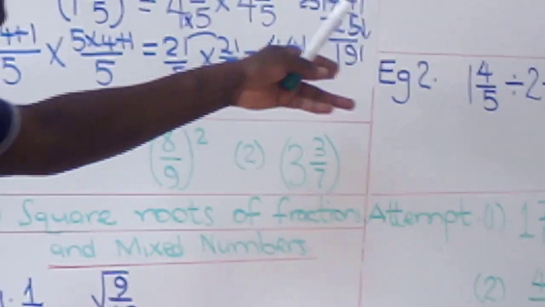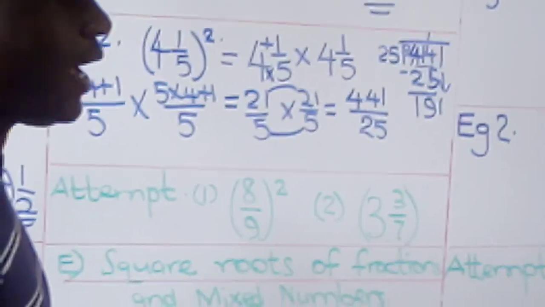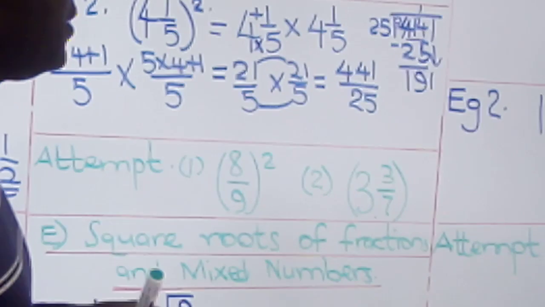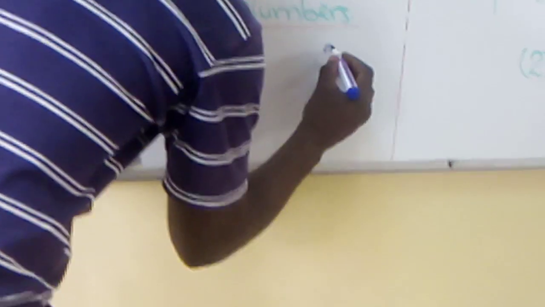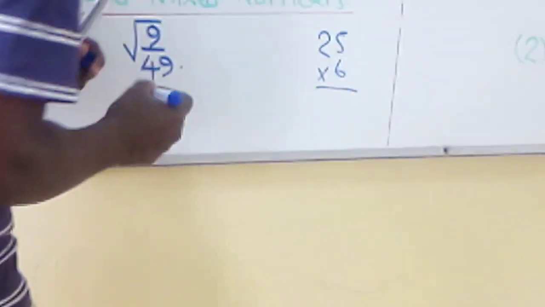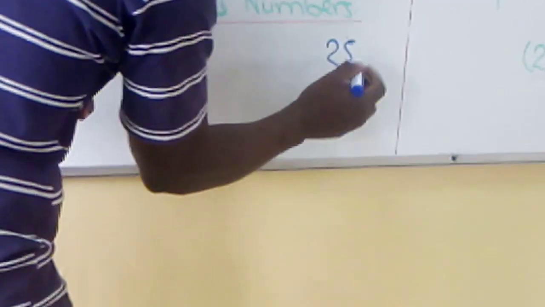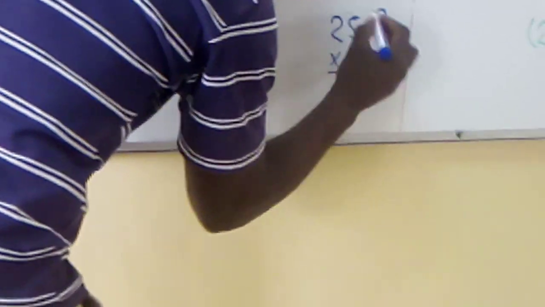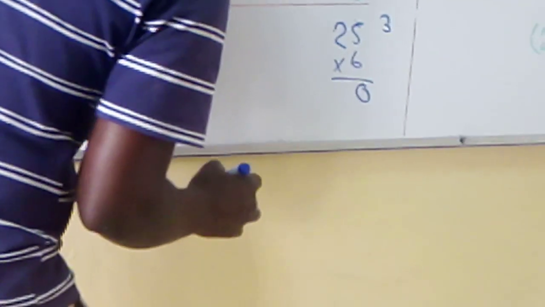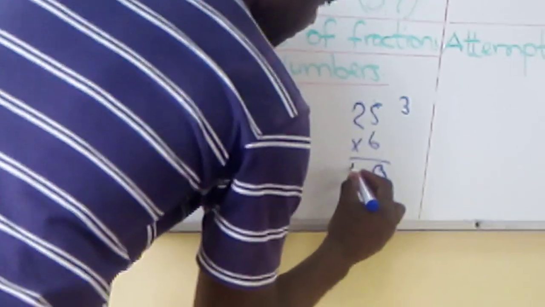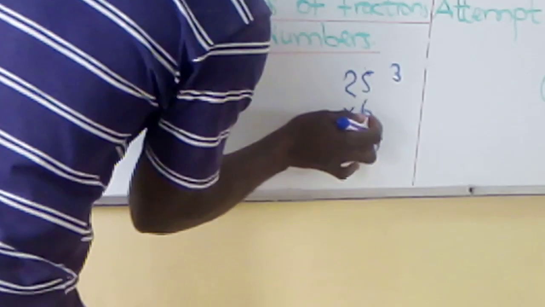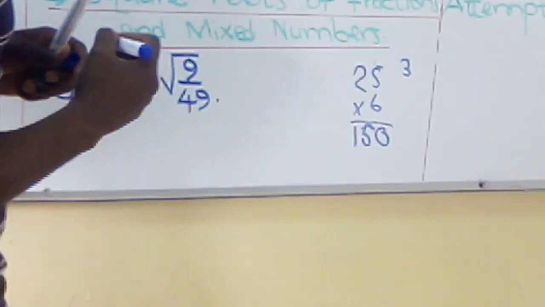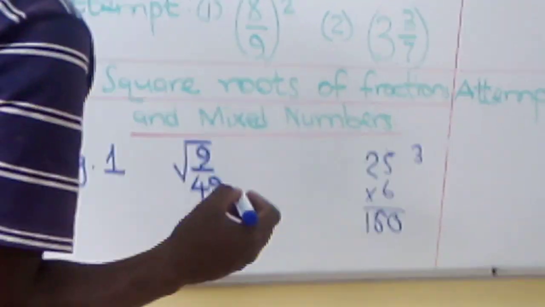We look for the closest multiple of 25 to 191. Let's try 6. Let's say this is my working space. 25 times 6. 5 times 6 is 30. Carry 3. 6 times 2 is 12 plus 3, that is 15. That becomes 150. Let's see if 7 can give us a better one.